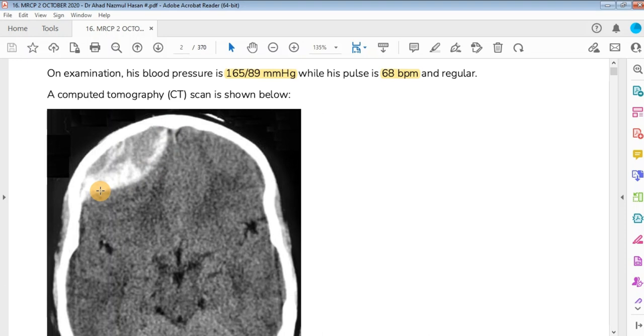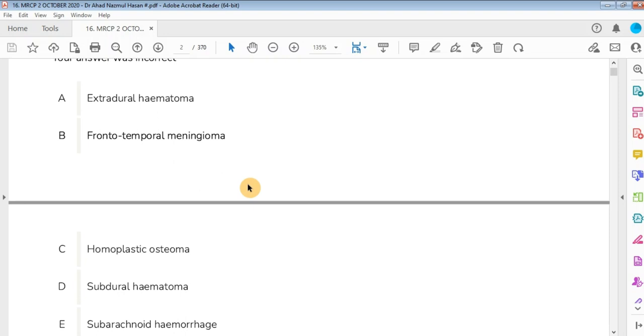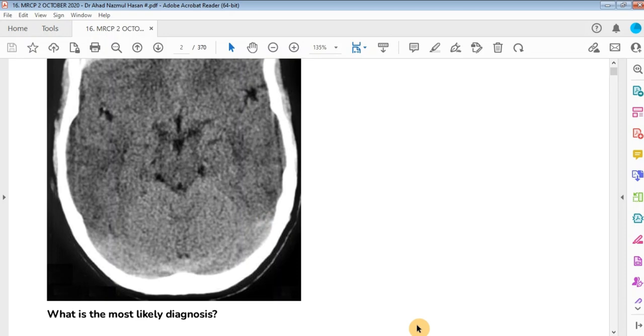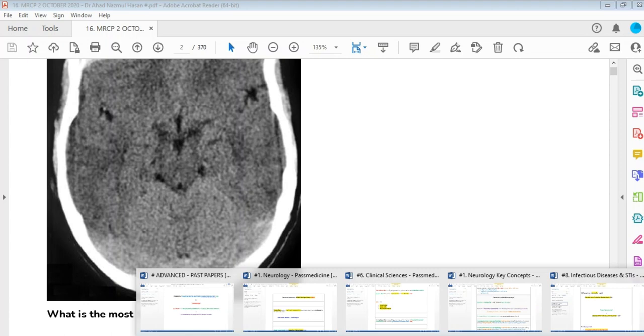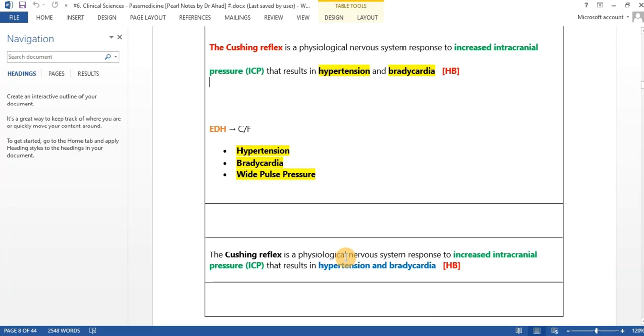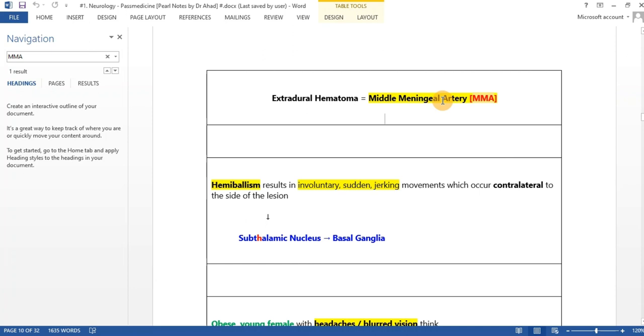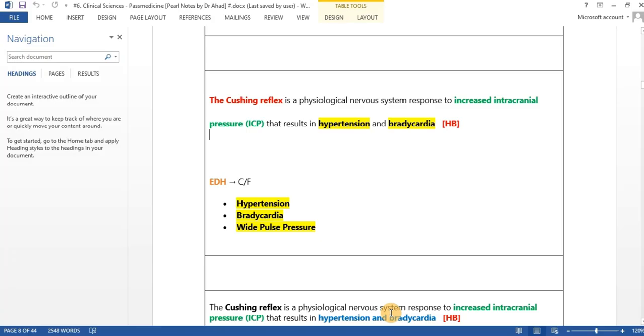So what may be the most likely diagnosis here? EDH. Yes, very good. So this is a case of extradural hematoma, also known as the epidural hematoma. Which meningeal artery is ruptured in case of extradural hematoma? Middle meningeal. Yes, the middle meningeal artery. This is the most common site of rupture in case of extradural hematoma.